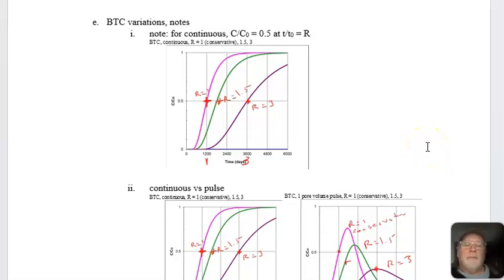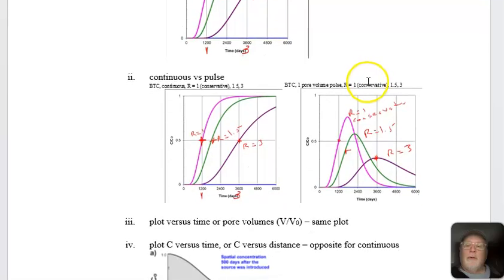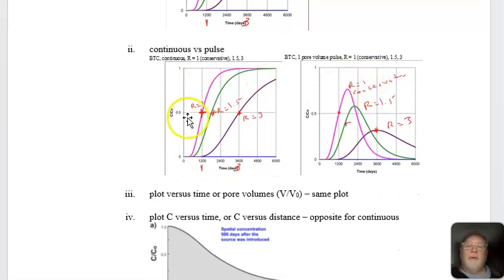Summary notes for breakthrough curves. Remember, for a continuous one, we get C over C0 equals 0.5 where the centroid would come out. So that would equal the retardation factor. So these are just copied from the examples we did. Breakthrough curves, we had two types: continuous injection versus a pulse or slug source. And we saw the differences there.